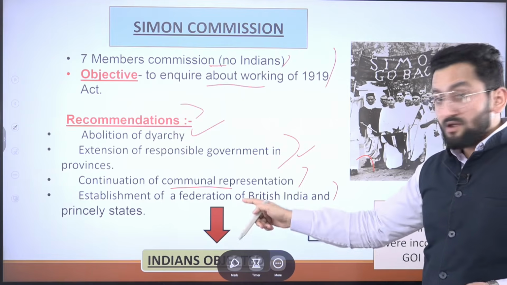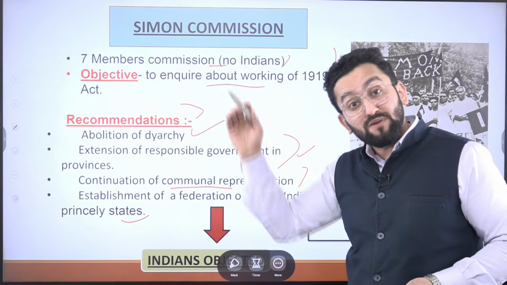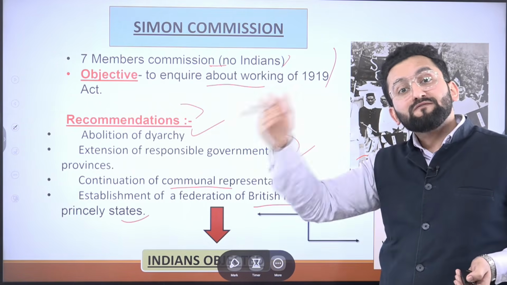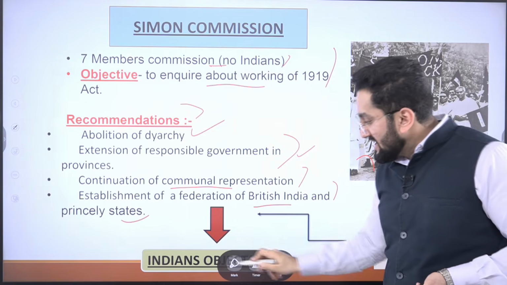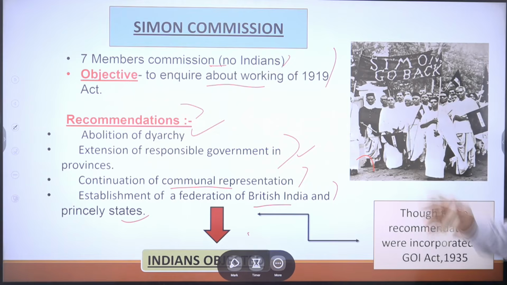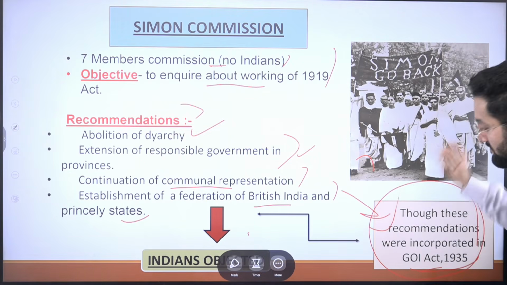Establishment of a Federation of British India and Princely States. The princely states will be members of this federation. Now Indians objected to this Simon Commission, right? And Simon Go Back was going on, though these recommendations were incorporated in the Government of India Act 1935. They were incorporated. This is also important.